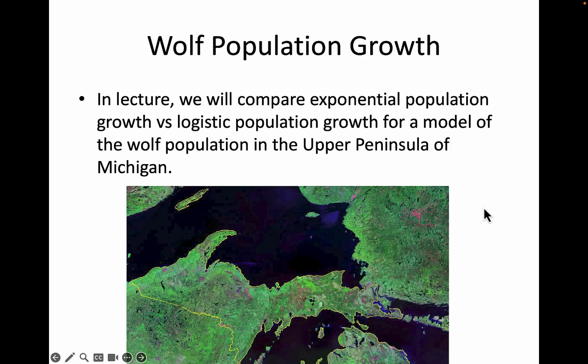Okay. Now in lecture, we're going to look at both the exponential growth model and logistic growth model, and we're going to look at them for the Upper Peninsula of Michigan and the wolf population there. So up till now, we've been talking about wolves on Isle Royale, but in this case, we're going to talk about the wolf population in the Upper Peninsula of Michigan and study how that population has grown over recent years.